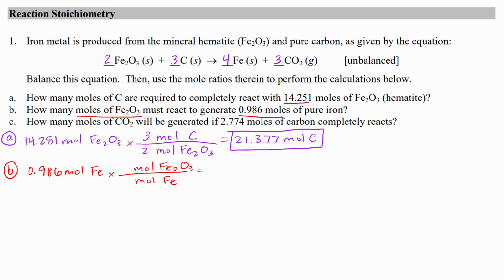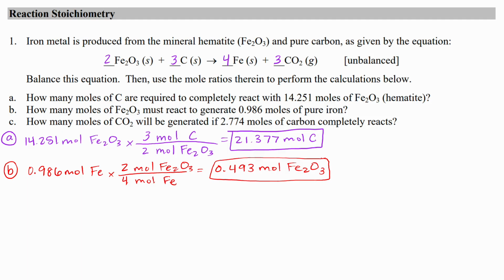Remember, this is called your mole ratio, and you get the numbers for your mole ratio from the balanced chemical equation. So moles of iron is 4, and moles of Fe2O3 is 2. So we're going to take 0.986 and multiply that by 0.5. And that gives us 0.493 moles of Fe2O3.